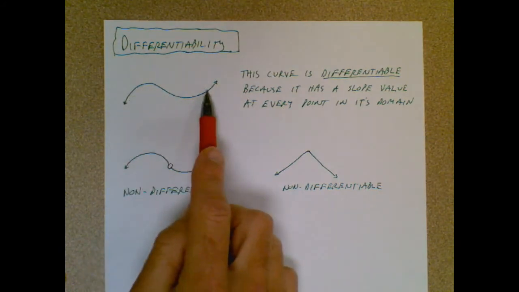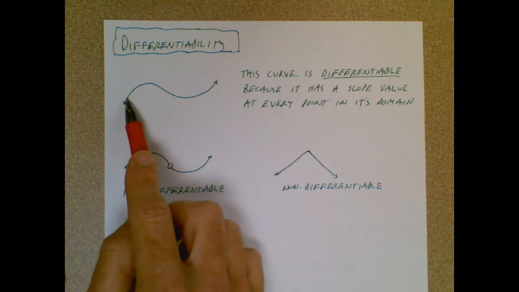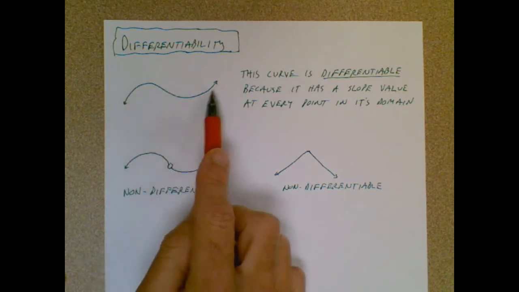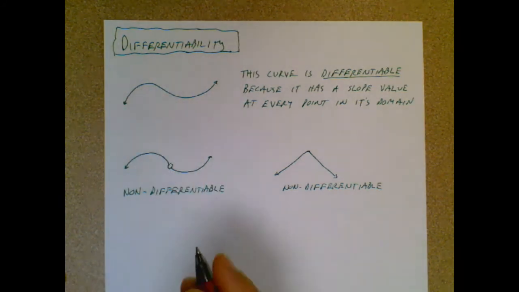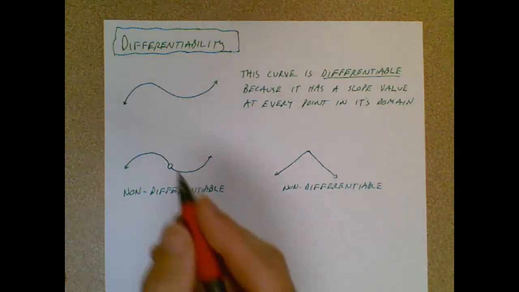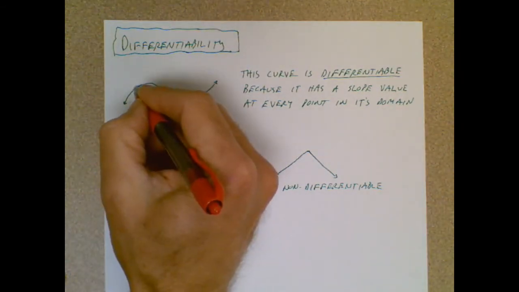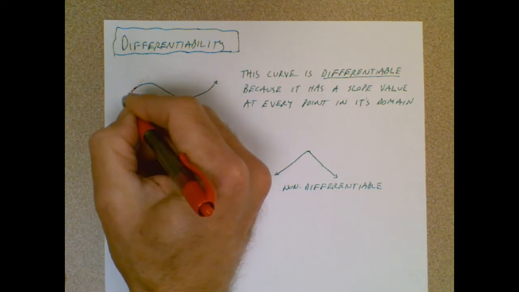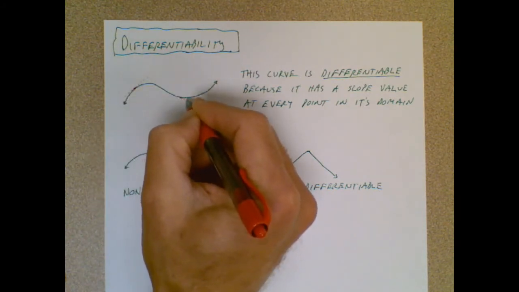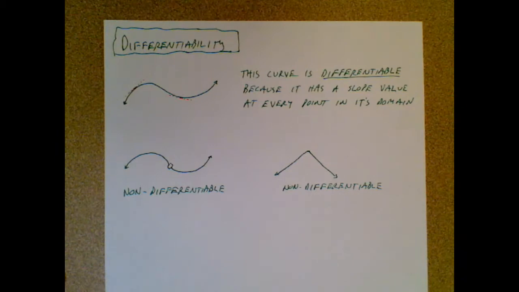This curve is differentiable because at any point along the way, I can find a slope of that curve. I might need some calculus and some derivative knowledge, but everywhere I am on that curve, I could use a tangent line to estimate the slope of that curve, so that curve is said to be differentiable.